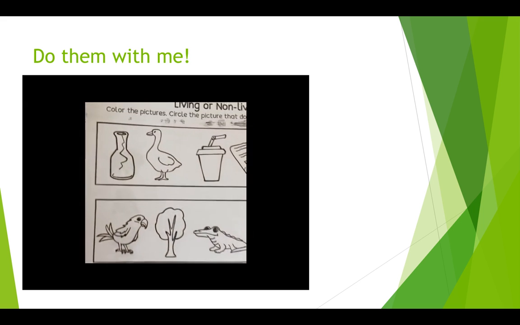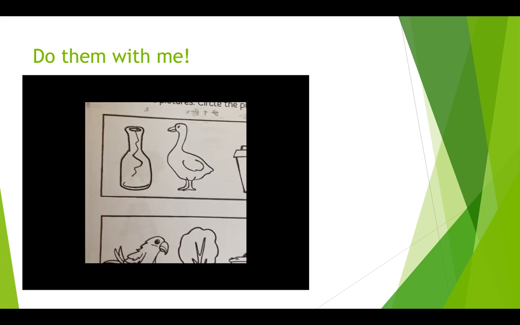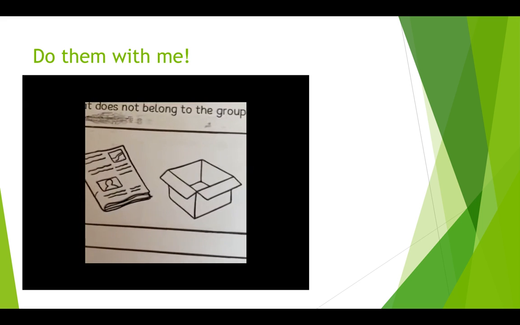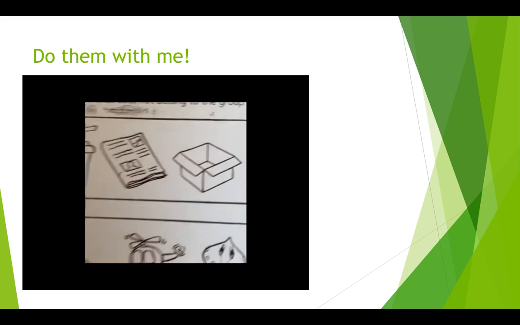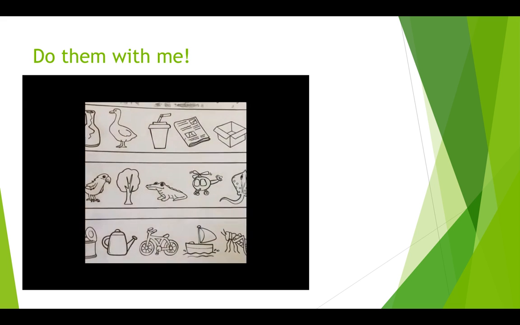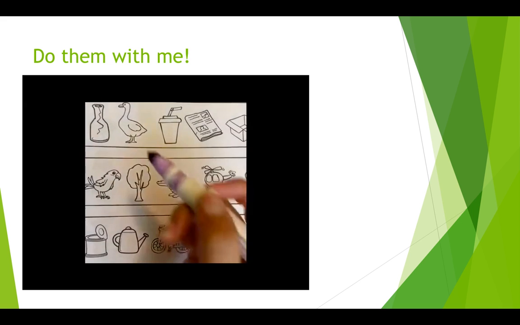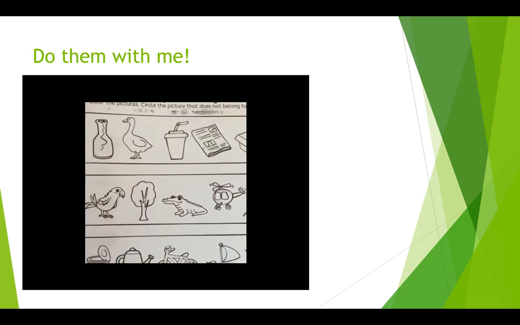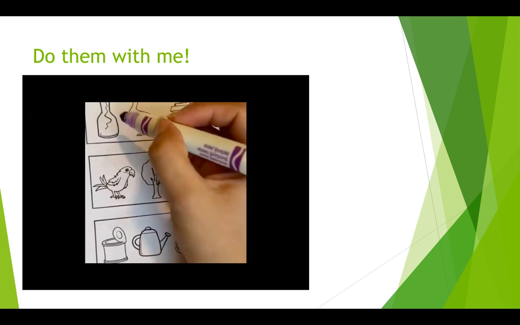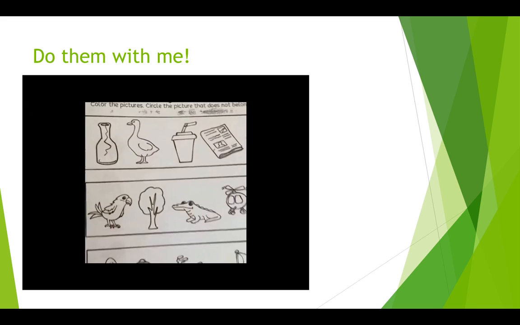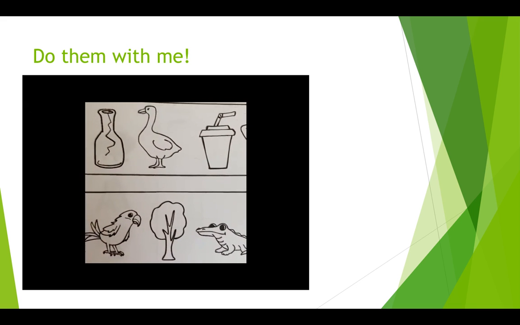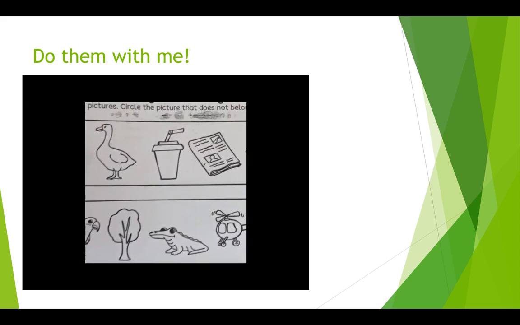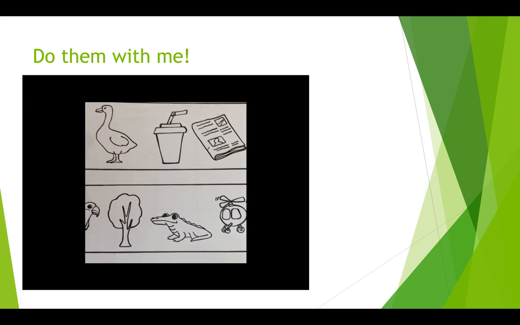If we look at the first line, we have a glass, a duck, a cup, a newspaper, and a box. So we see all these things. Which one is different? Is this alive? No. A broken glass is not alive. Is the duck alive? Yes. So the duck is alive. Is the cup alive? No.